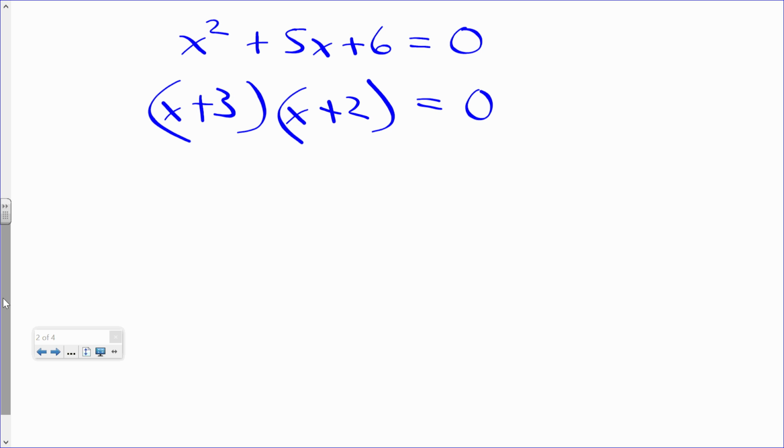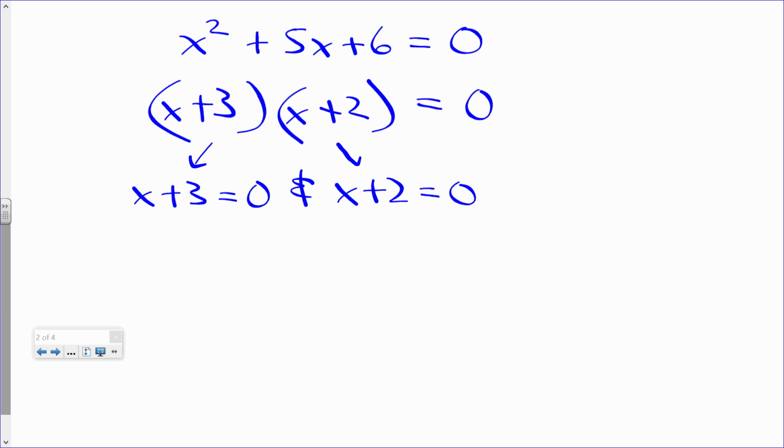So now x plus 3 equals 0. We set the first binomial equal to 0, and x plus 2 equals 0, the second binomial equal to 0. And lo and behold, that results in both of our solutions when we get x alone.